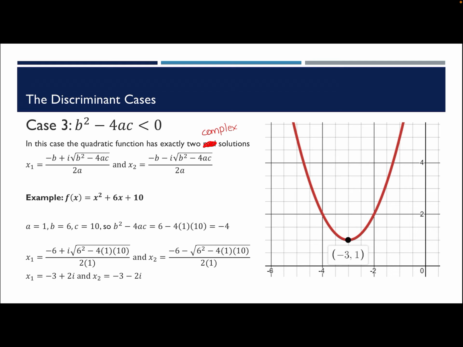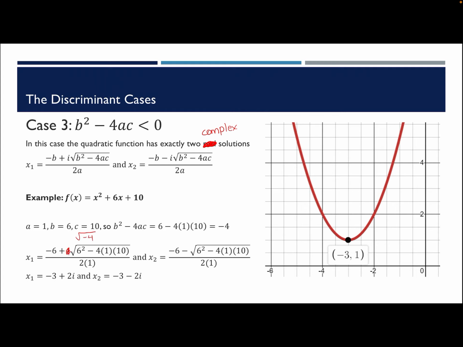And the case that we're going to use here is x squared plus 6x plus 10. As you can see, this graph does not cross or touch the x-axis, which is why you get two complex solutions. So if you substitute these values, a, b, and c into the discriminant, you're going to get 6 squared minus 4 times 1 times 10, which is negative 4.